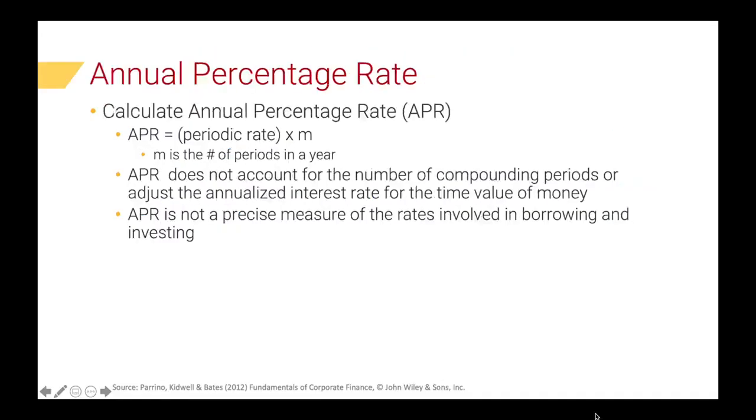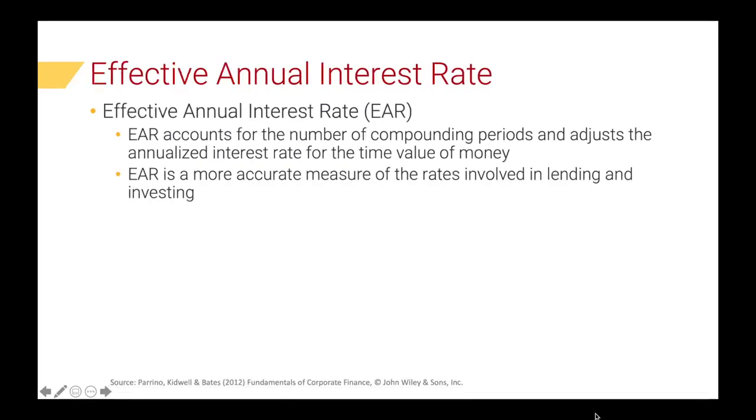To calculate the annual percentage rate, it is the periodic rate multiplied by the number of periods in the year. This does not account for the number of compounding periods or adjust the annualized interest rate for the time value of money. This is not a precise measure of the rates involved in borrowing and investing. The effective annual interest rate accounts for the number of compounding periods and adjusts the annualized interest rate for the time value of money. This is a more accurate measure of the rates involved in lending and investing.